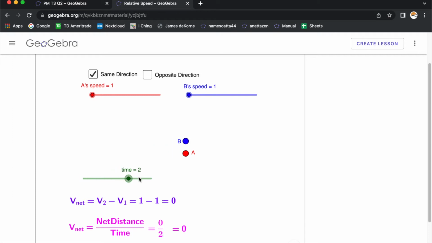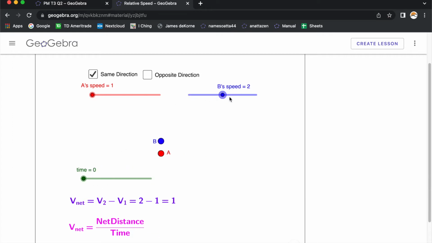As I increase the time, both of them, because they have the same speed, remain at the same point with each other. Therefore the net speed, or what we call the relative speed between A and B, is actually 0. It is as if with respect to each other they are not moving at all. Right, so let's repeat this.